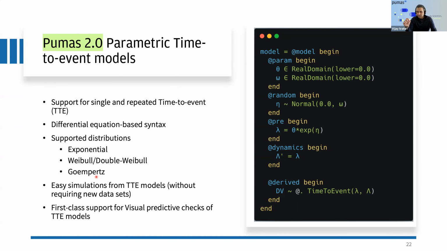One of the pain points of time-to-event modeling is the simulations from time-to-event models, especially when you want to do different kinds of VPCs and different kinds of out-of-sample predictions. We've made that really simple for time-to-event models, where you don't really require new data sets. We do a lot of the data handling for you, and it's super simple to do time-to-event modeling simulations. And also we have first-class support for visual predictive checks of time-to-event.